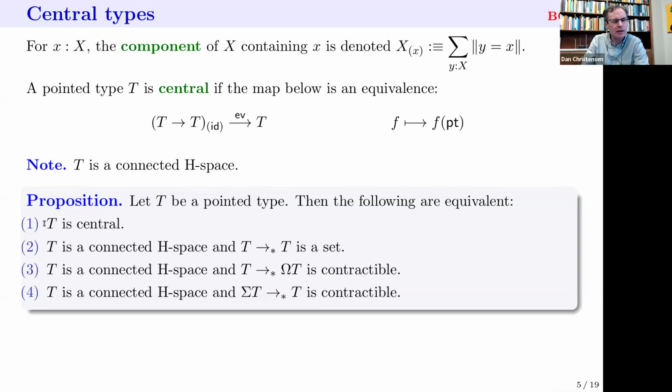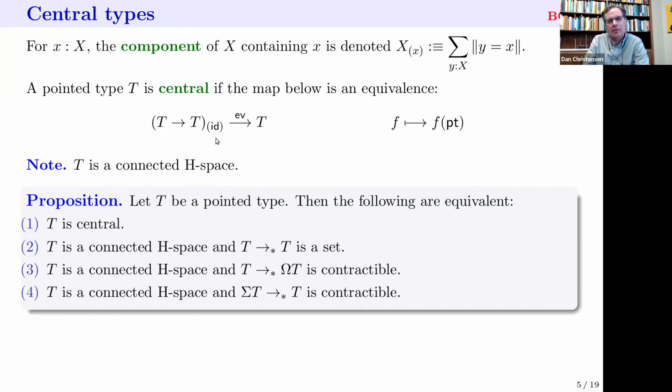So if T is central, then this map is an equivalence, which tells us that its fiber is contractible. And the fiber of this will be the pointed self-maps that are homotopic to the identity as unpointed maps. But because T is an H-space, the trick of Evan Cavallo will tell us that, in fact, this is equivalent to the pointed self-maps that are pointed homotopic to the identity map.